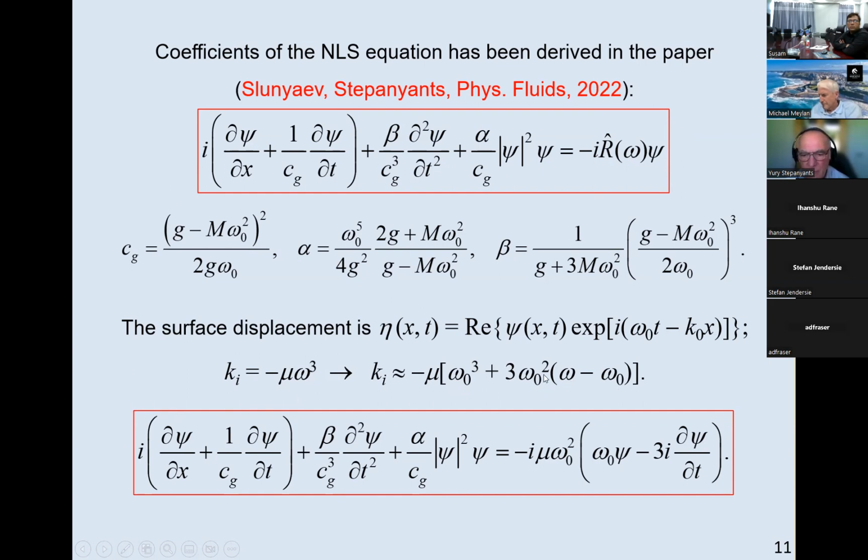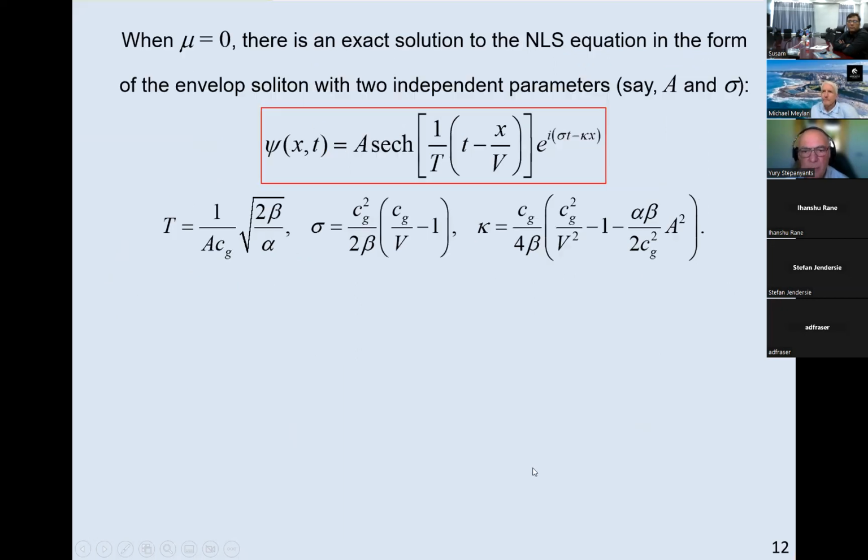Then, if we come back to the corresponding nonlinear Schrödinger equation, we obtain the equation augmented by this term. So we have such an operator, and then we can consider solutions of this equation, assuming that the right-hand side is relatively small when the decay rate is relatively small.